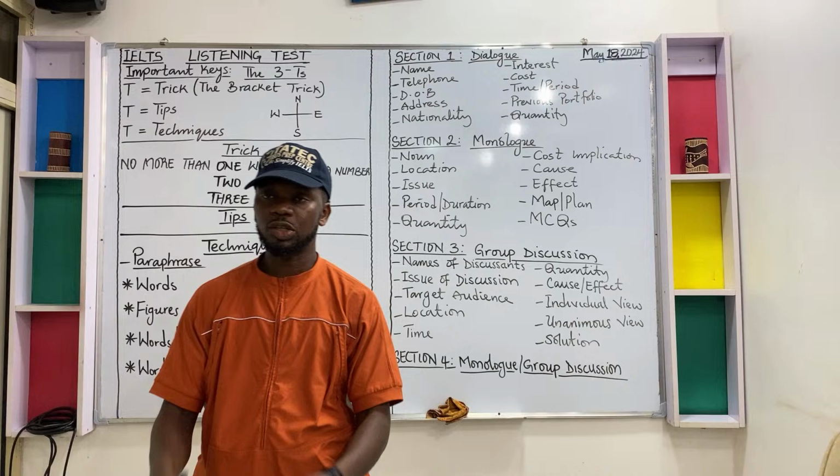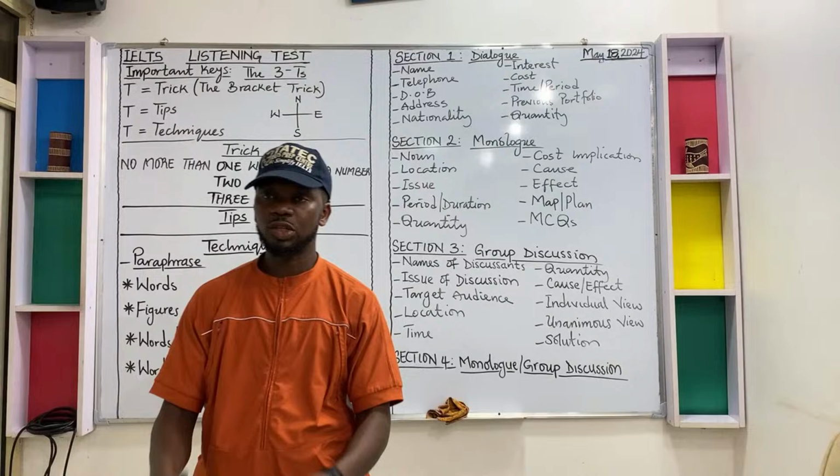Now let's look at section 3. Section 3 is about group discussion. Group discussion talks about different things, but mostly academic related issues. But sections 1 and 2 are usually about social life, not research. Sections 3 and 4 are always talking about academic related issues.